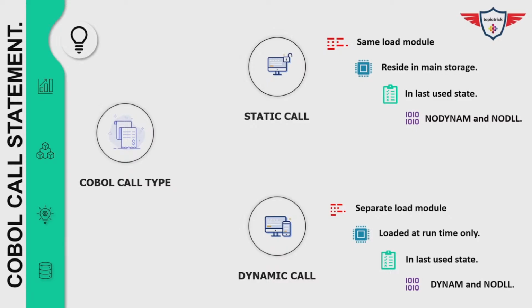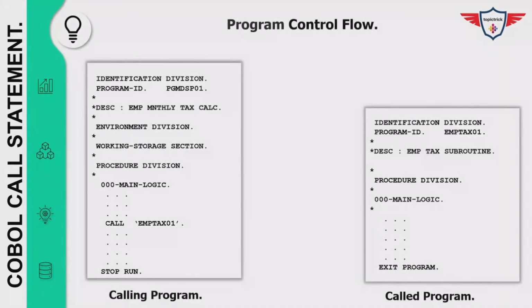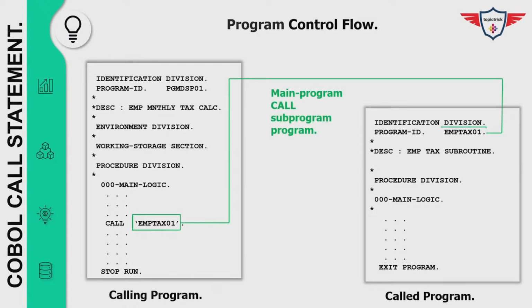Now let's focus on an example so that you can understand how exactly control flows from the main program to the subprogram and how exactly control returns back to the main program. If you look at your screen, you have two programs. The first program is a calling program, or main program, and the second one is a called program, or subprogram. In the main program you have a call statement that is calling your subprogram, EMPTAX01.